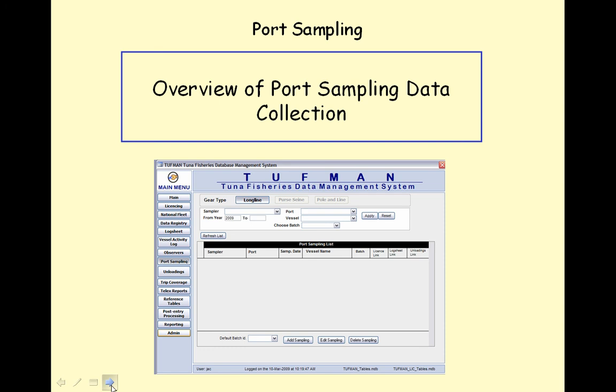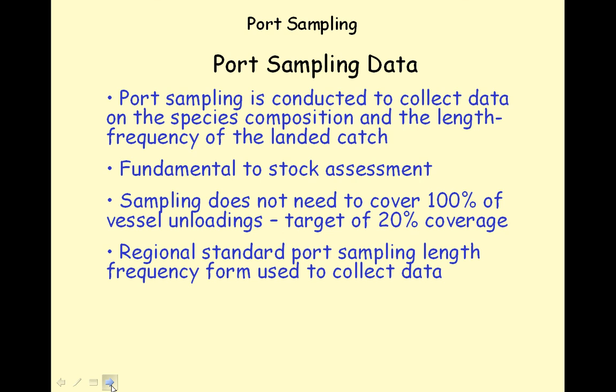This lesson will provide an overview of port sampling data collection. Port sampling is conducted to collect data on the species composition and the length frequency of the landed catch. These data are fundamental to stock assessment analyses.